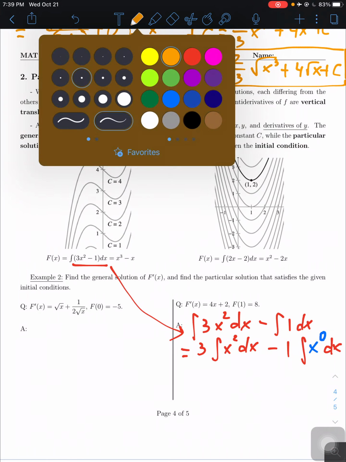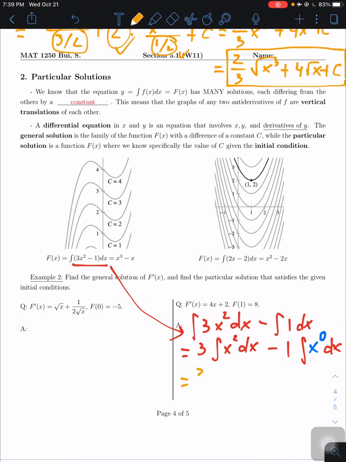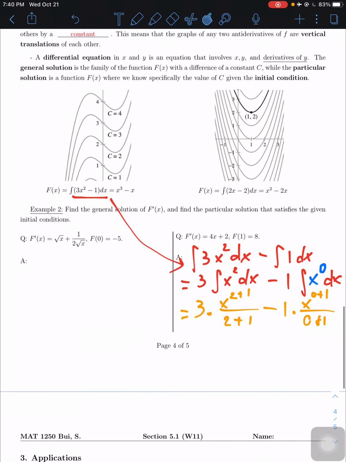So let me change it to orange. The 3 on the outside, I'm going to keep it on the outside, but then the x squared is going to be 2 plus 1 in here, and we divide it by the same number. And then the 1, I'm going to keep it outside, and then x to the 0 plus 1 in here would be 0 plus 1, and at the end I'm going to have a plus c, right? So let me try to squeeze that in. Okay, it's not working, so plus c, there we go, it's better.